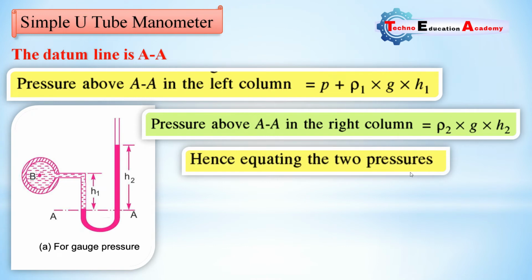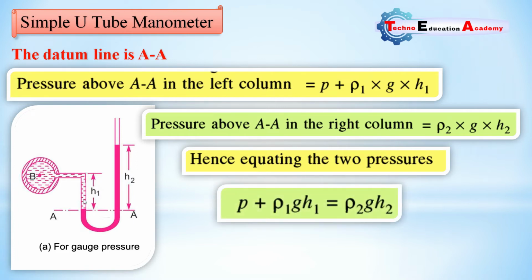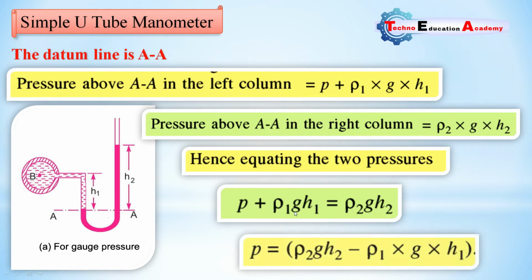Hence equating the two pressure from the datum line. Here we are considering datum line to compare the two different pressure from left hand side and right hand side. Now we will compare pressure in the left hand side column equal to the pressure in the right hand side column. So P plus rho 1 GH1 equal to rho 2 GH2. Further we simplified this equation. So this term will be shifted to the right hand side, so it will become negative. So P equal to rho 2 GH2 minus rho 1 GH1. So in the example of fluid mechanics of manometer, by using this equation, you can solve the example and you can calculate the pressure in the pipeline for simple manometer.